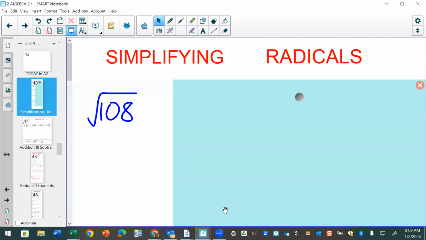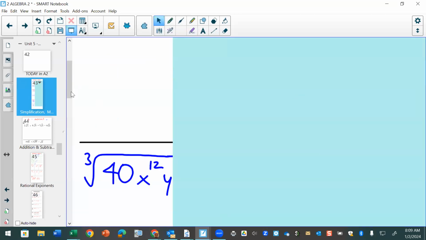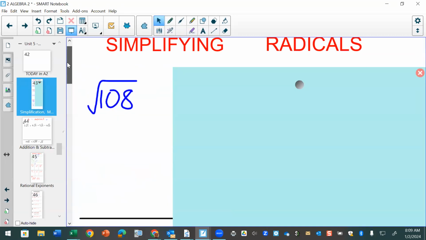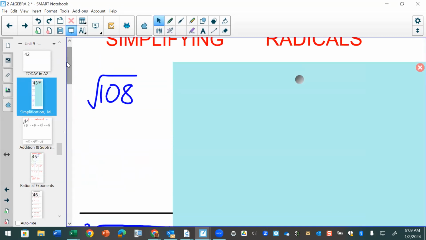All right. So, simplify what definitely goes into 108. You are correct. And while we're talking about strategies, how do you know if 3 goes into it? What's the trick? Add the digits together. So what's 1 + 0 + 8? 9. Does 3 go into 9? Heck yeah. So 3 goes into that one too.